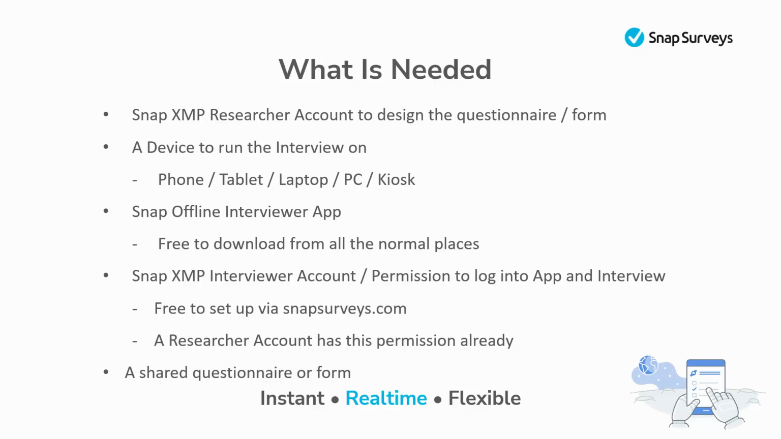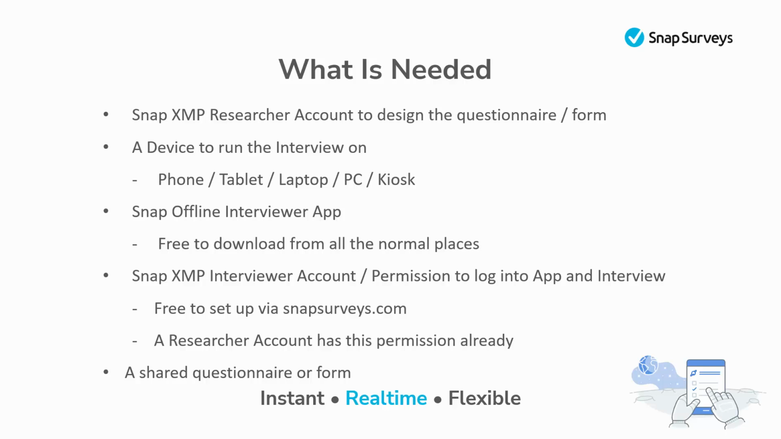Before we go any further, there are a couple of things you'll need to run a survey using the Offline Interviewer. You'll need access to either Snap XMP Desktop or Snap XMP Online in order to build the survey or form. You'll need a device to run the interviews on. This could be a laptop or PC, but typically it would be a tablet or mobile phone. On that device, you'll need to download the Offline Interviewer app. That's completely free of charge. It can be found on the various app stores.